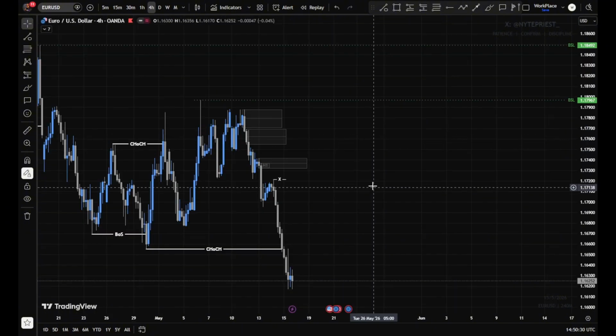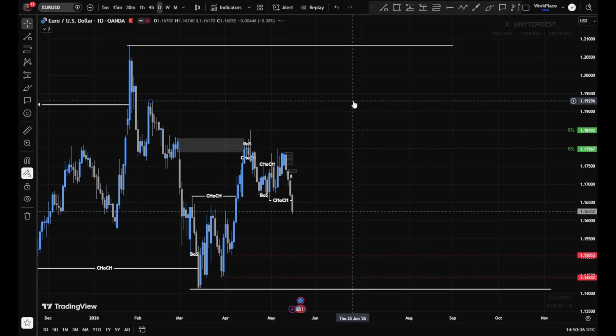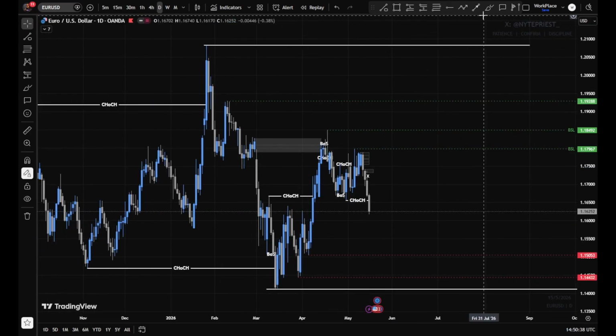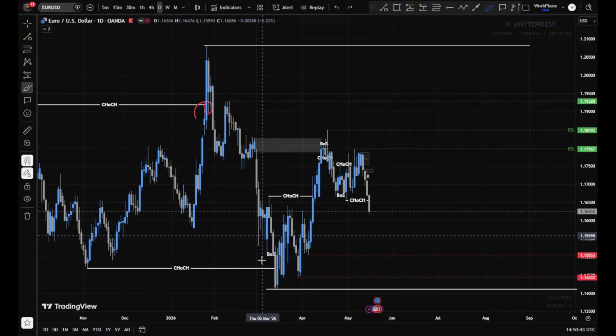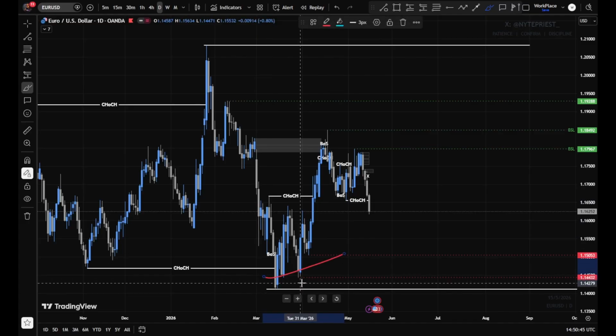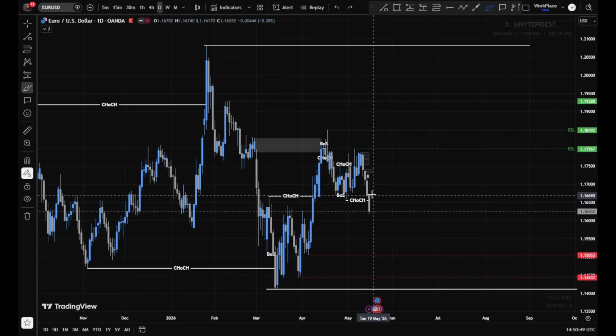All right. So on the EURUSD, on the daily time frame, as you can see, we have a break of structure to the upside and then a change of character to the downside here. Externally, we are bearish. Internally, we are bearish too.